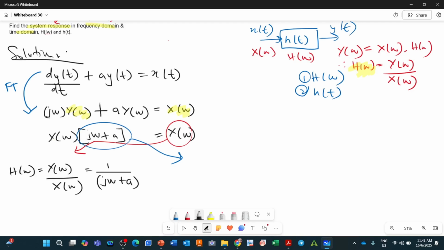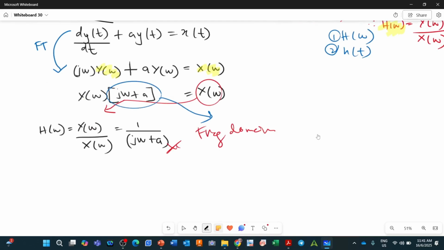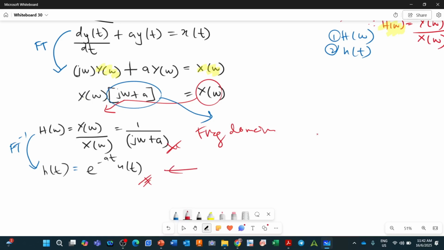So this one will be the answer for frequency domain. Okay. Now, how do you find it in terms of time domain? What you need to do is use the inverse Fourier transform. So what's the answer? e^(-at) u(t). So this one is the answer for time domain.